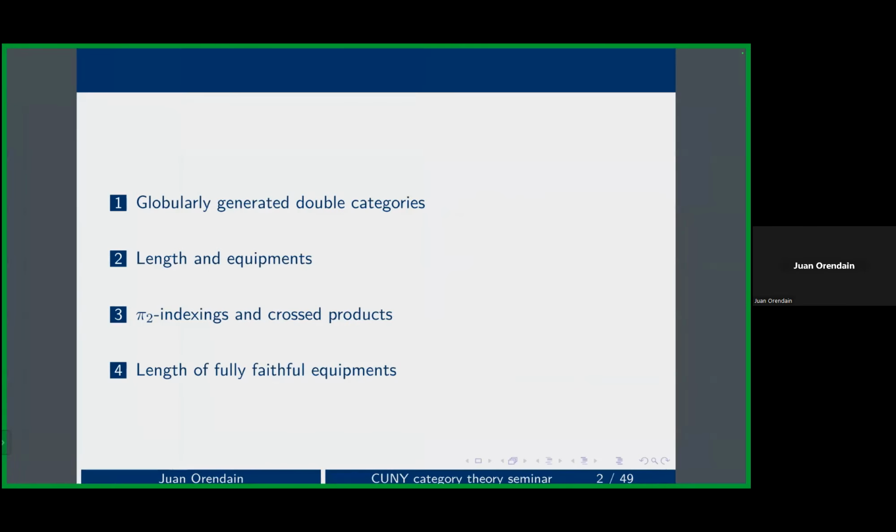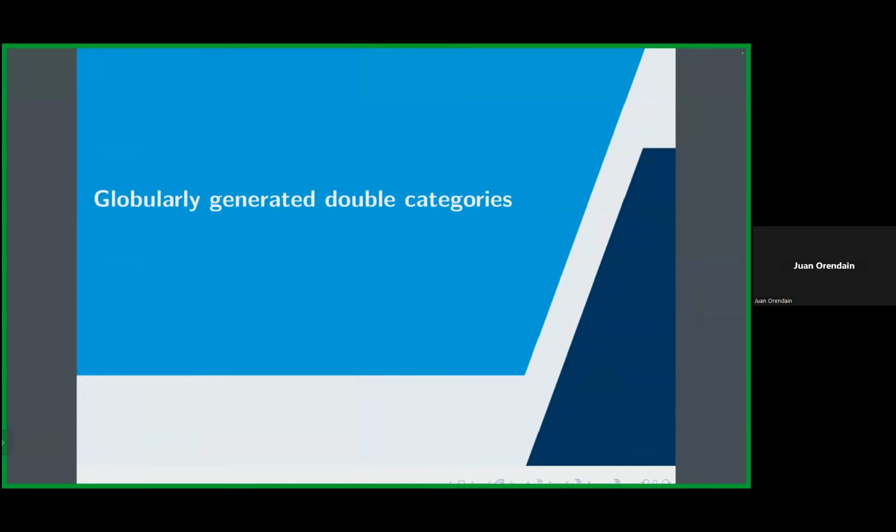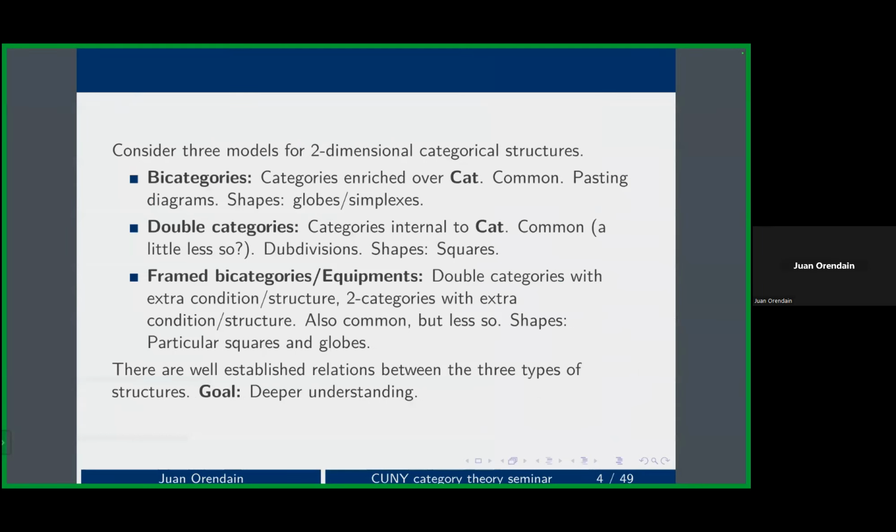So I'll be dividing the talk into the following 4 parts. I'll first talk about globularly generated double categories. Then I'll talk about length in equipments. Then I'll talk about π-indexings and cross products. And then I will say a bit about length of fully faithful equipments. So I'll tell you what that is in a second. But first, let me tell you what globularly generated double categories are.